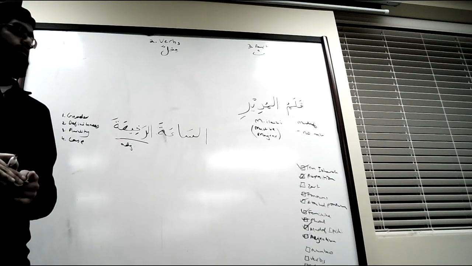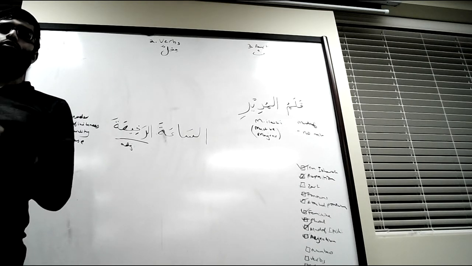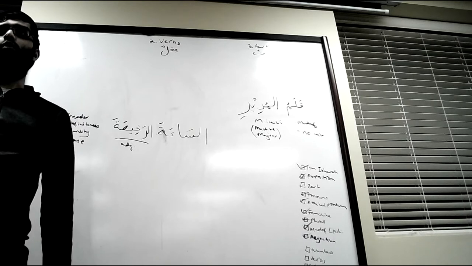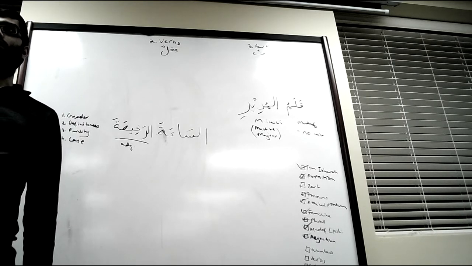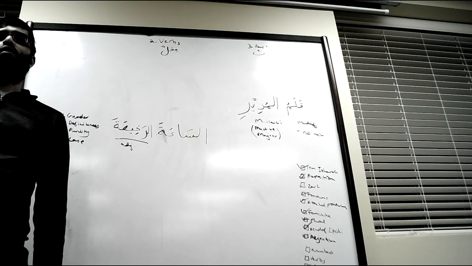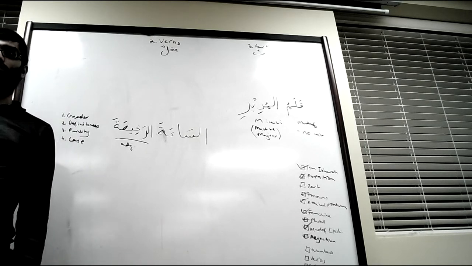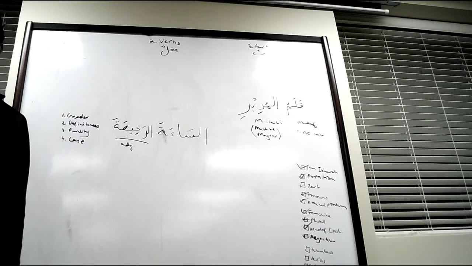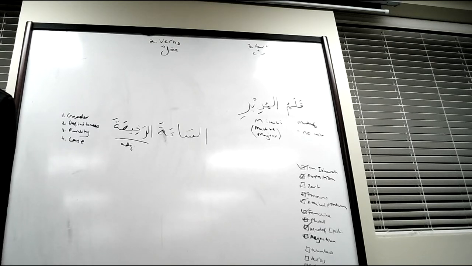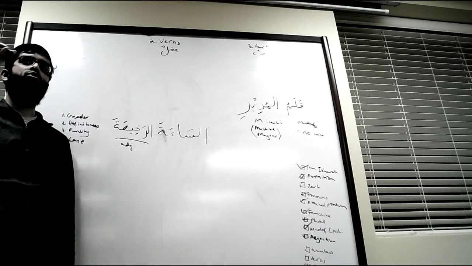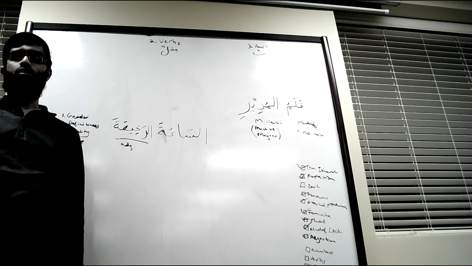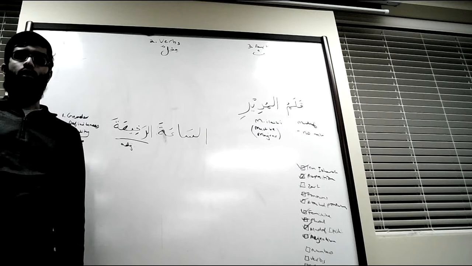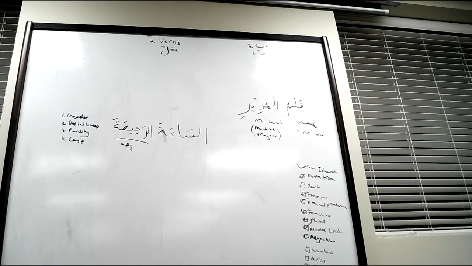Numbers. What are all the numbers? All right, let's go. One. واحد. Two. اثنان. Three. ثلاثة. Four. أربعة. Five. خمسة. Six. ستة. Seven. سبعة. Eight. ثمانية. Nine. تسعة and 10. عشرة. Okay, those are numbers.